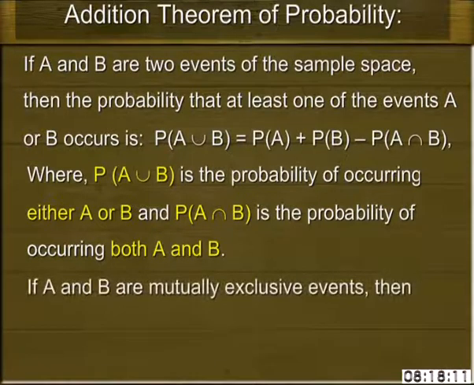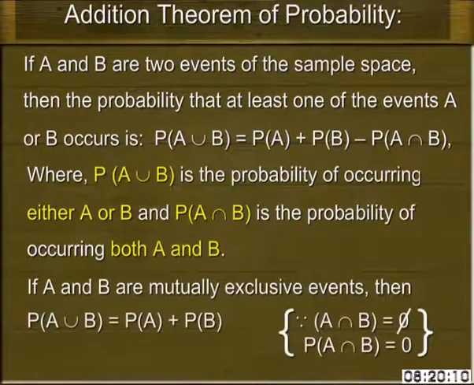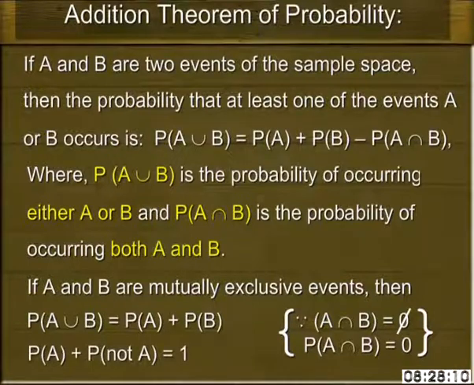If A and B are mutually exclusive events, then P of A union B is equal to P of A plus P of B. Again, as the events A and not A are mutually exclusive and one of them is certain to happen, so P of A plus P of not A is equal to 1.